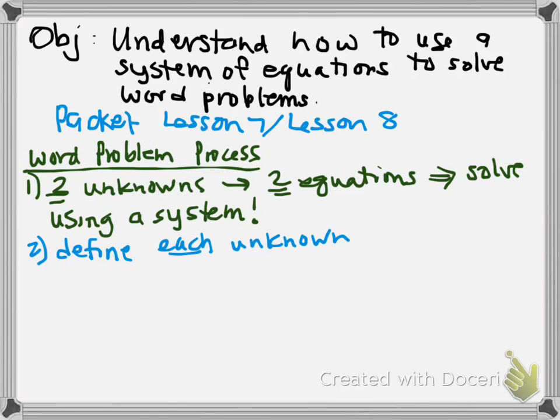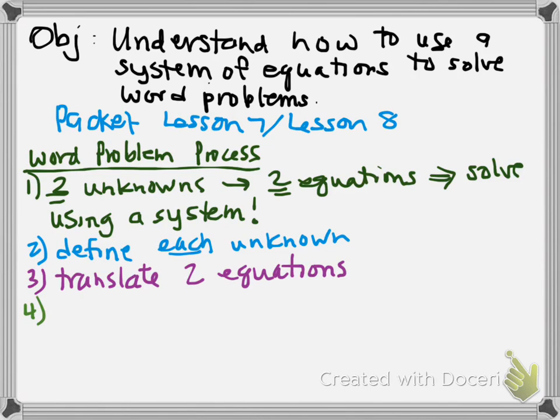So we need to define each unknown. We're going to translate our 2 equations. So I'm going to write that even though we kind of have it at the top there. And then we're going to solve the system.